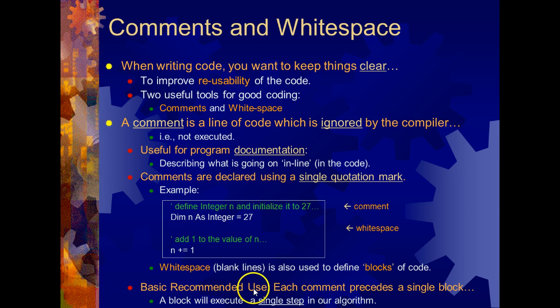And the basic recommended use is each comment precedes a single block. By a single block, we mean a single step in our algorithm. And then you can separate each block by white space. Okay? So according to the basic recommended use, you would have a comment in front of each block. I will want you to do that in all of your homework assignments from now on, and to put white space in between each block, whereby, again, what we mean by a block is basically a single step in our algorithm.